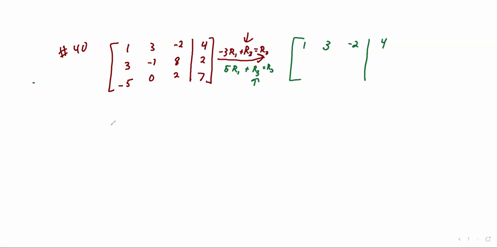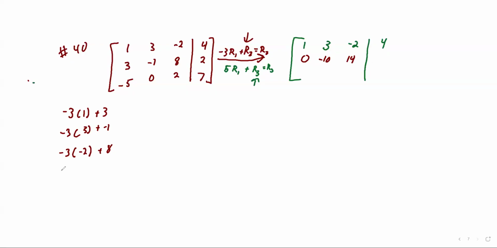For row 2, using that color, that would be -3 times 1 plus 3. -3 times 1 is -3 plus 3 gives me 0. Then we move on to the next one. This will be -3 times 3, that's what row 1 is, plus -1, because that's what row 2 is. -3 times 3 is -9, plus -1 gives me -10. Now I'm going to do -3 times -2, that's what row 1 is, plus 8. -3 times -2 is a positive 6. 6 plus 8 gives me 14.